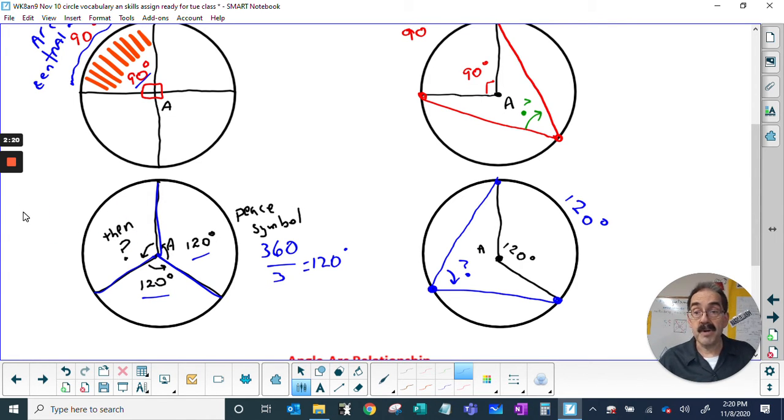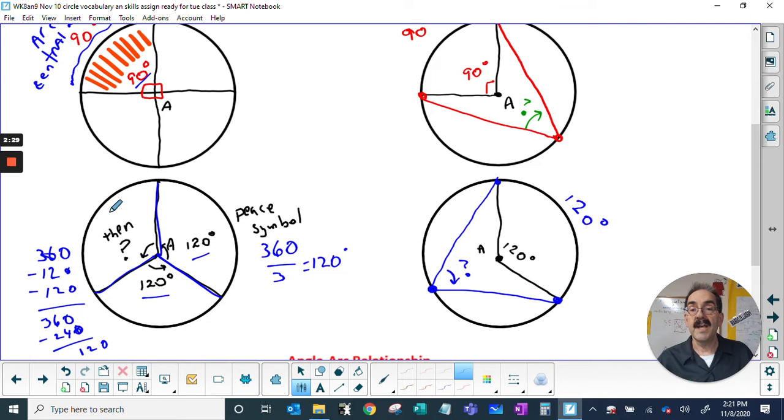We could actually subtract 360 minus 120 minus 120, which indeed gives us 360 minus 240. So we get 120 degrees. So this angle must be 120 degrees.